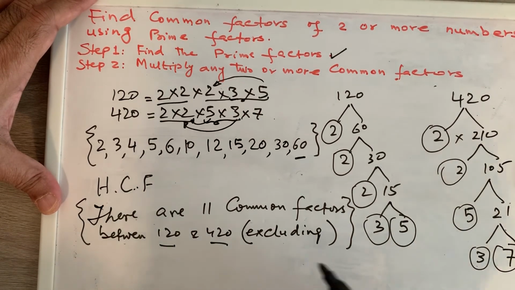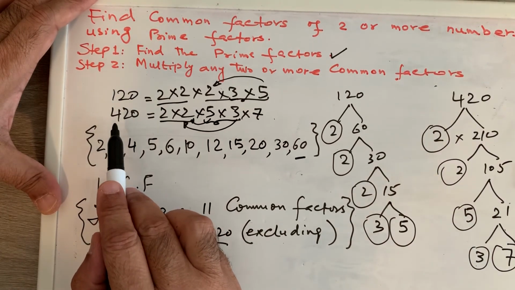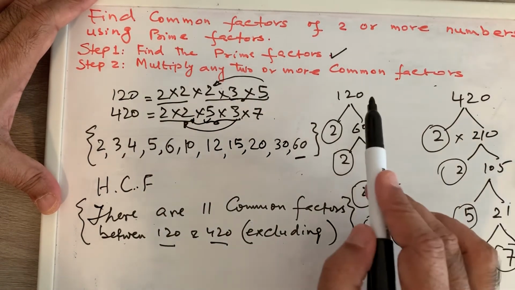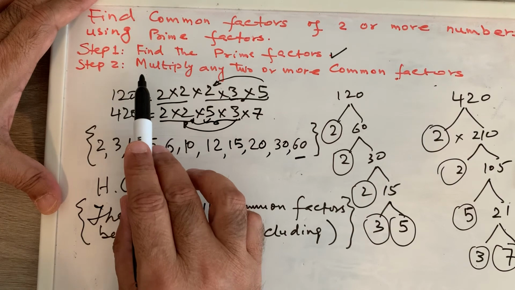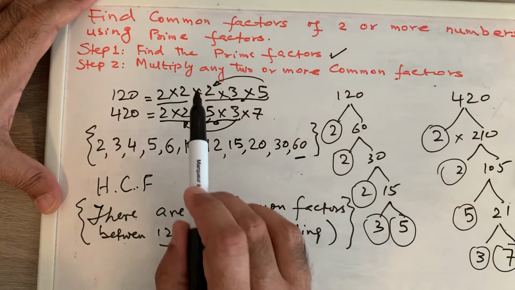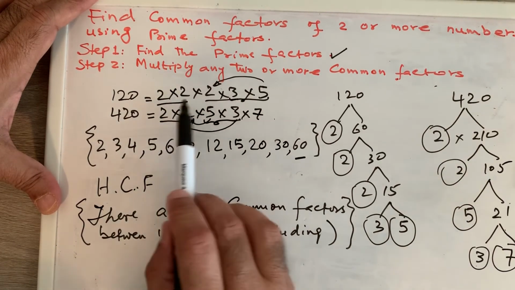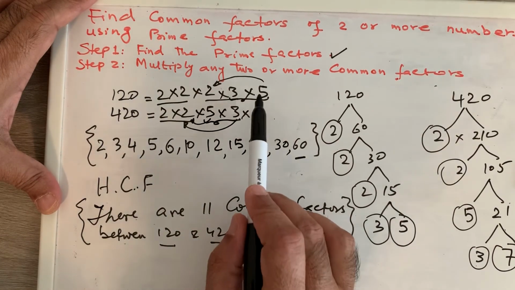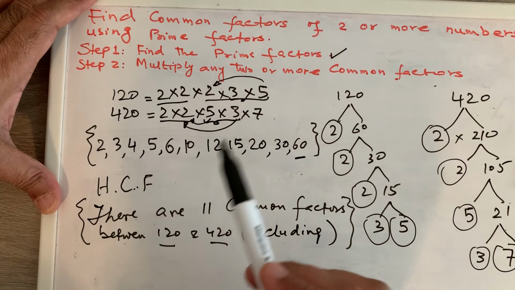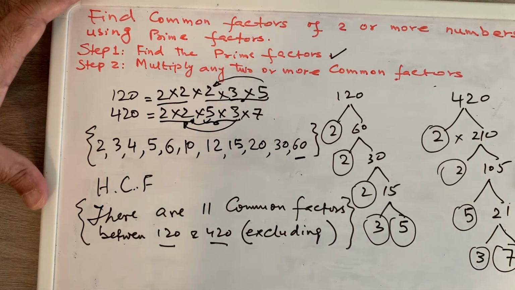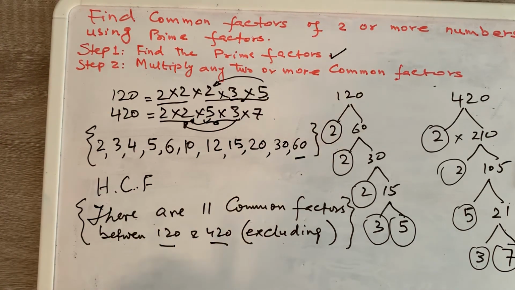And if somebody asks you a question like this, list all the common factors between 120 and 420, you know how to write it. First step, find the prime factors of each number like this. Second step, multiply any two or more common factors to get another common factor, as we did here. We try to multiply each and everything among them and get another factor. 2 times 3 is 6, 6 is another factor. 5 times 3 is 15, 15 is another factor. 15 times 2 is 30, 30 is another factor. So in this way, you can write down all possible common factors of two numbers.